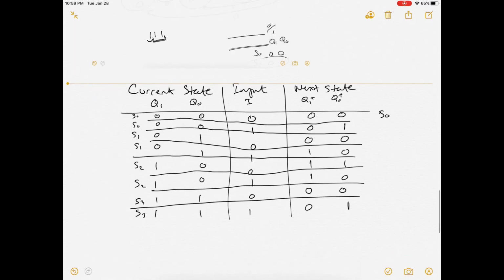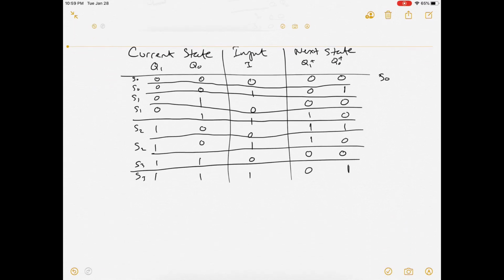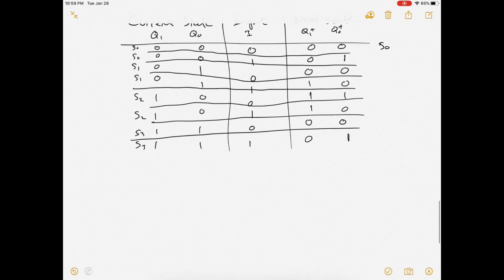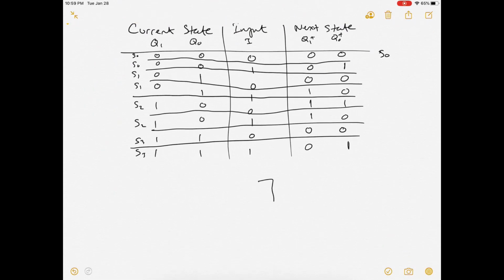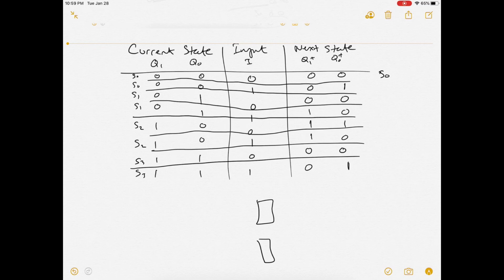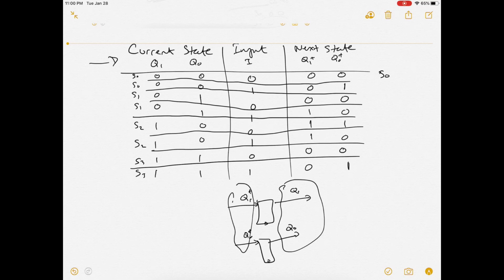Okay, so now we have our basically truth table, which is telling us the wires we have. So our circuit again will be like 2 D flip-flops here. Each one has the clock, and this is the input of our D flip-flop. So this is Q1 plus, this is Q0 plus, and these are the outputs Q1 and Q0. These are representing this current state here, and these are representing this next state here.